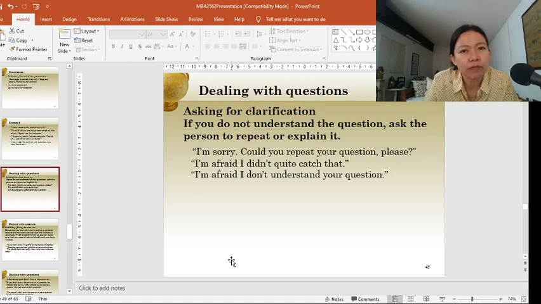Start with asking for clarification. In case the audience asks you a question really, really quickly, you might need to ask them to slow down a bit or repeat the question. So you can say something like, I'm sorry, could you repeat your question, please? Or I'm afraid I didn't quite catch that, in case the audience speaks very fast. Or I'm afraid I don't understand your question. When you say this, the audience might rephrase the question and make it simpler, make it easier for you to understand.